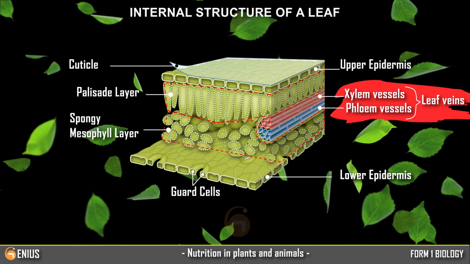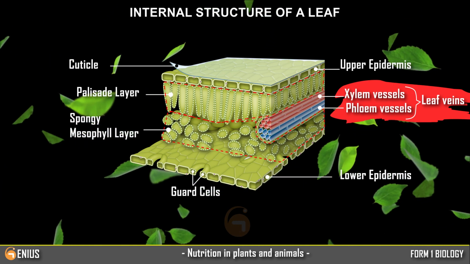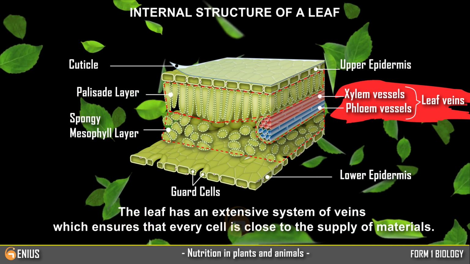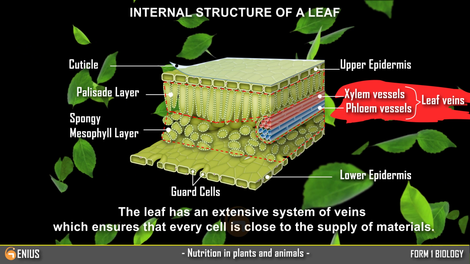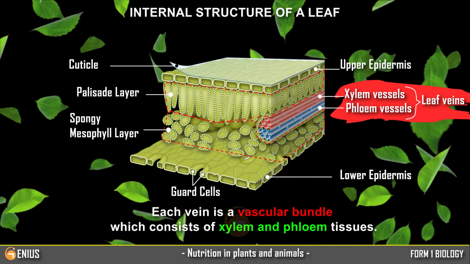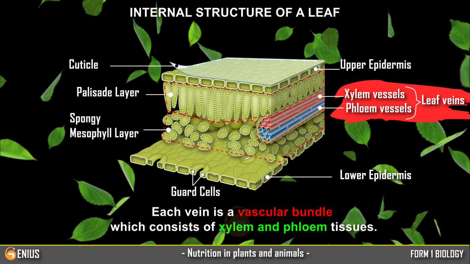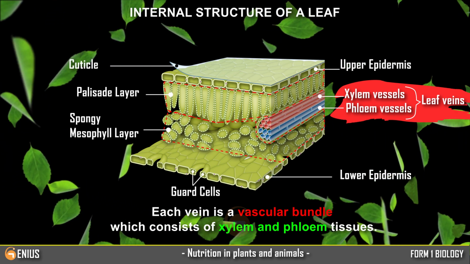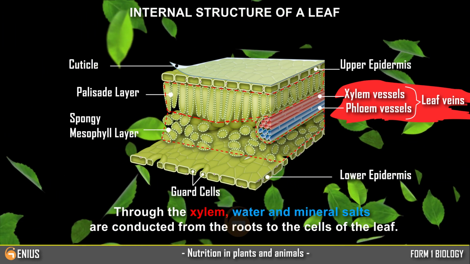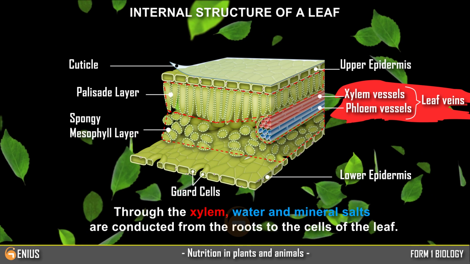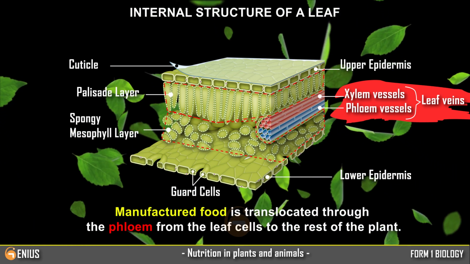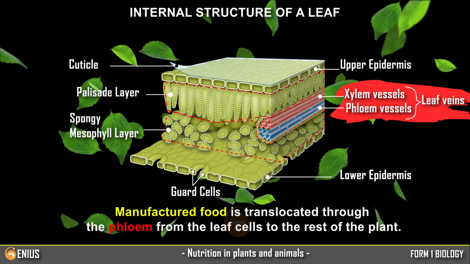Leaf veins. The leaf has an extensive system of veins which ensures that every cell is close to the supply of materials. Each vein is a vascular bundle which consists of xylem and phloem tissues. Through the xylem, water and mineral salts are conducted from the roots to the cells of the leaf. Manufactured food is translocated through the phloem from the leaf cells to the rest of the plant.